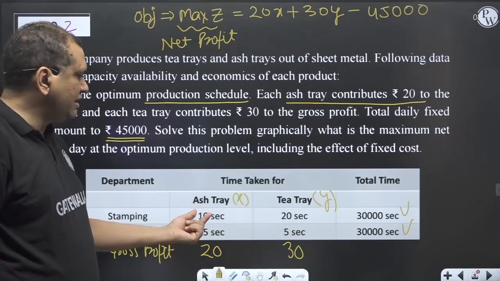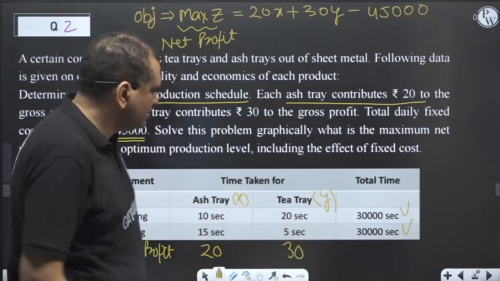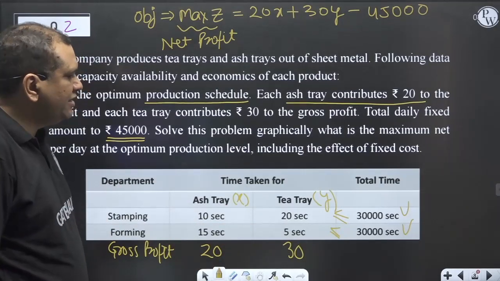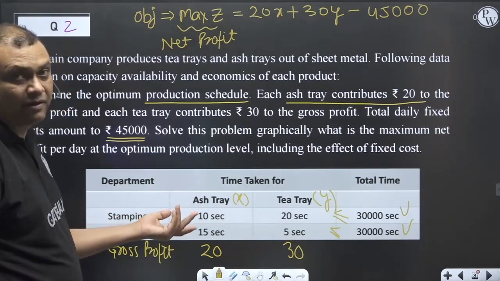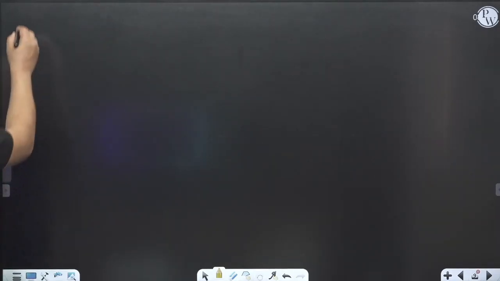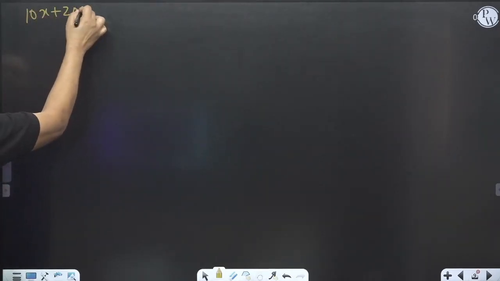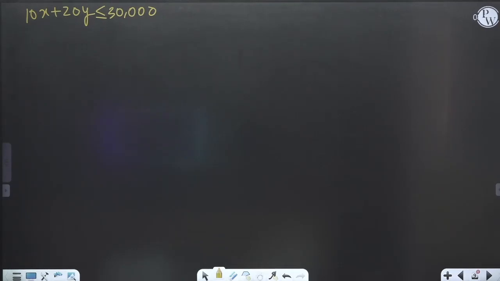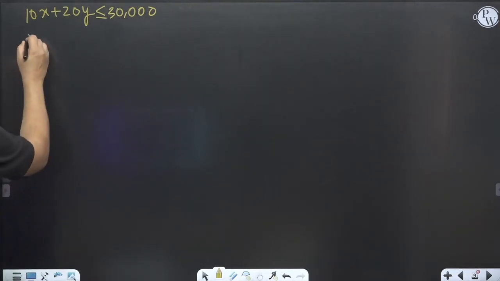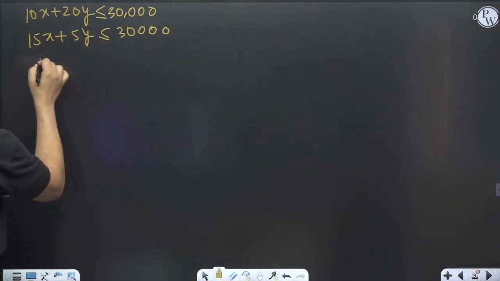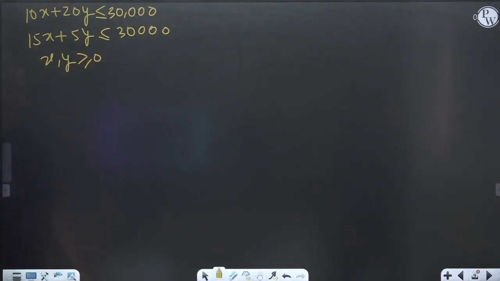So the constraints are 10x plus 20y is less than or equal to 30,000, and 15x plus 5y is less than or equal to 30,000. It's a GATE problem, a PYQ GATE problem. Okay? So that is the first constraint. And x, y should be greater than or equal to 0.